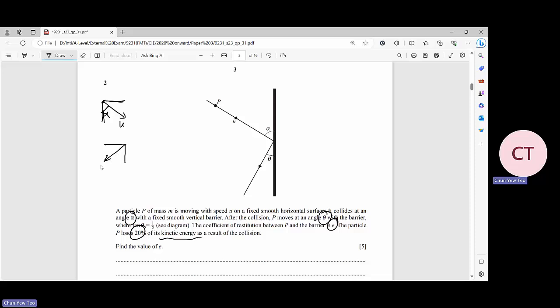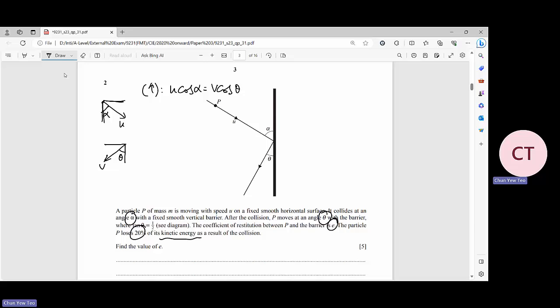We are going to resolve it vertically and horizontally. So this is theta. If you resolve it vertically, that means you are focusing on this path and this. So before and after, by right, their motion is supposed to be the same, perpendicular to the collision. So over here, your u cos alpha is supposed to be equal to v cos theta.